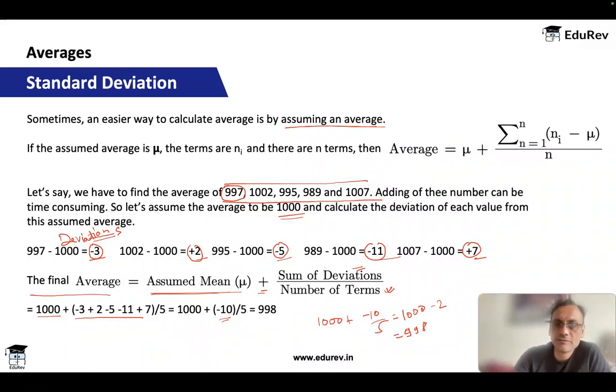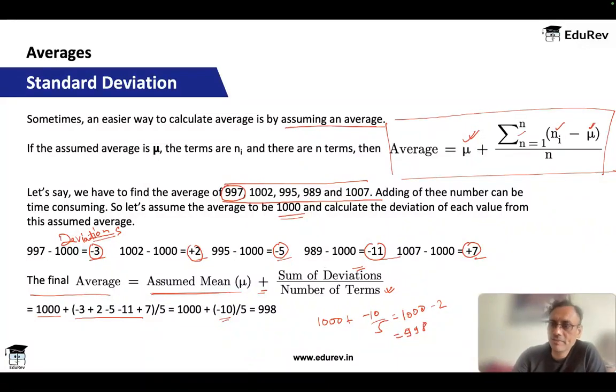So if you see, the formula boils down to this. It is the assumed mean plus summation of each term minus the assumed mean. Remember, term minus the mean is always the sequence, irrespective of the sign, whether you get plus or minus, you take the sign also. So you add all those deviations and you divide it by the number of terms. Okay, useful concept, can minimize your calculation in a lot of questions.